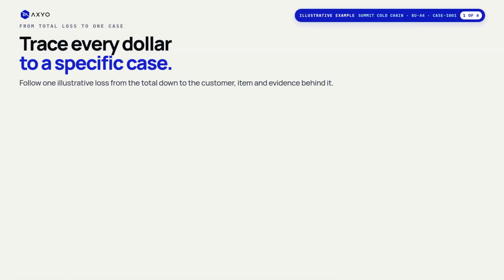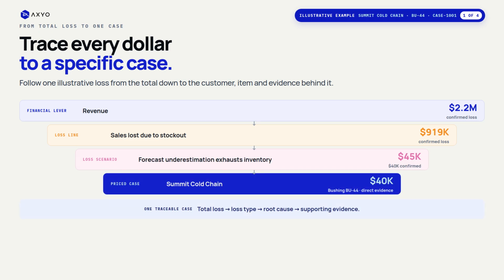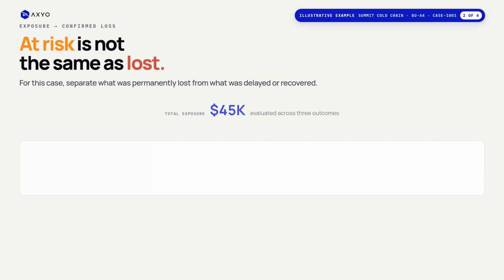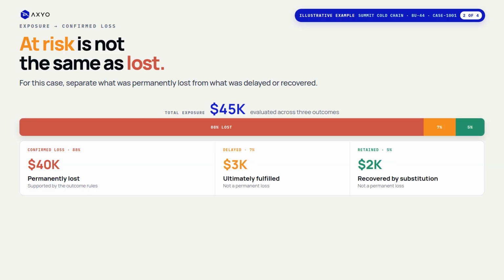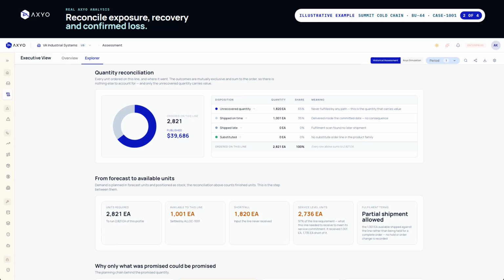Let's explore a simple example. We start with the company's total revenue loss. Then we narrow it down to losses from stockouts, one specific loss scenario, and finally one customer, one product, and one case. In this example, $45,000 was exposed, but only $40,000 was permanently lost. The other $5,000 was delayed or recovered. The assessment makes that distinction, so the loss is not overstated.